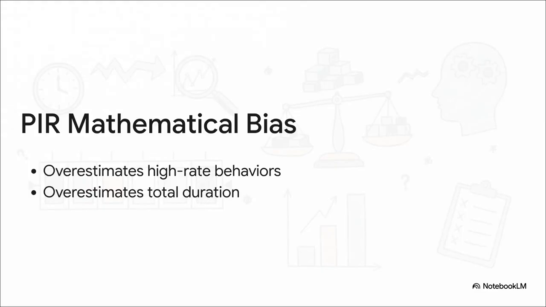So, the crucial point is this summary of the mathematical bias. PIR systematically overestimates high-rate behaviors, and it systematically overestimates total duration. Why? Because it counts a mere fraction of time as a whole block event. By using this system, you are structurally guaranteeing that the behavior will look way more frequent and longer lasting than it actually is in reality.